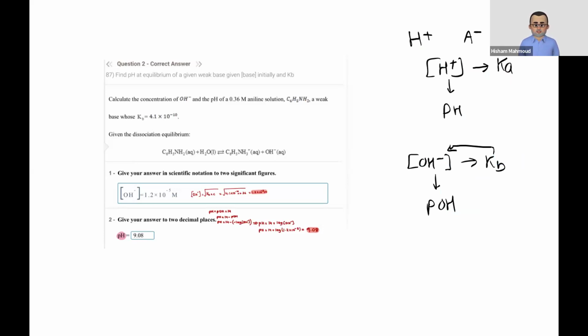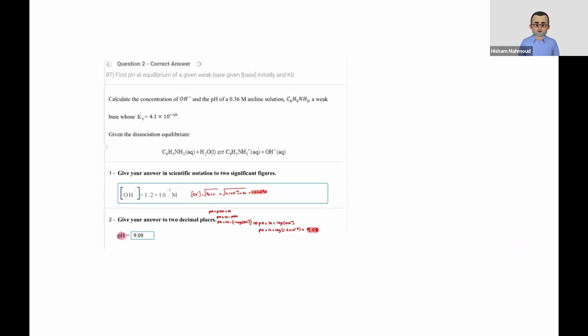This is all regarding weak acids and weak bases. Don't forget that also by this relation, you can change between pH and pOH: pH plus pOH, the total of them is equal to 14. So if you have one of them, you can find the other very easily. The base here is a weak base called aniline. So how did you know that it is weak? You see that its dissociation constant is very low, 10 to the power of -10.